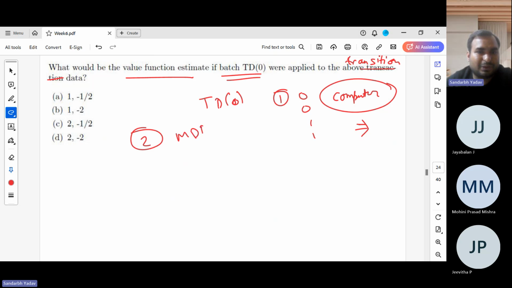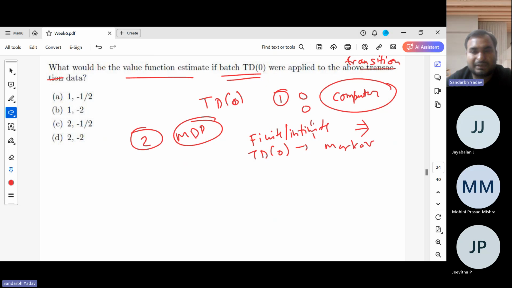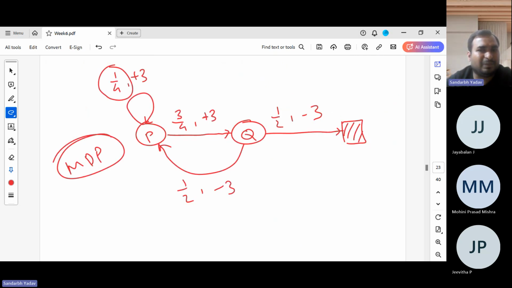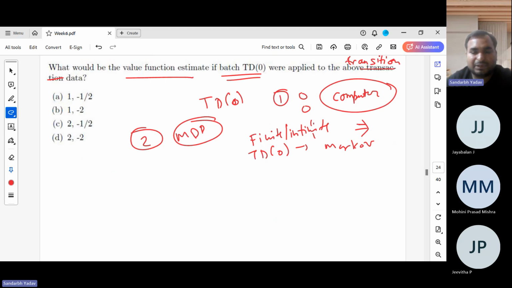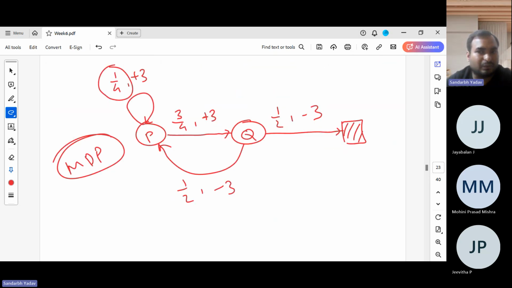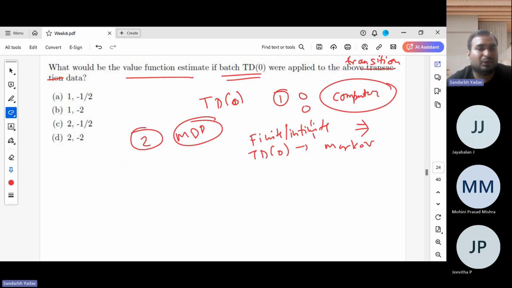We already have the MDP, right? From the statements, we have already seen that with finite data or infinite data, TD0 converges to the Markov model. Since we have formulated this MDP, we can simply solve it, and we know that after applying these TD updates it will also converge to this Markov model. So we can simply solve this Markov model and get the answer for both the states. And how do we solve this Markov model? We will simply use what are known as Bellman equations.